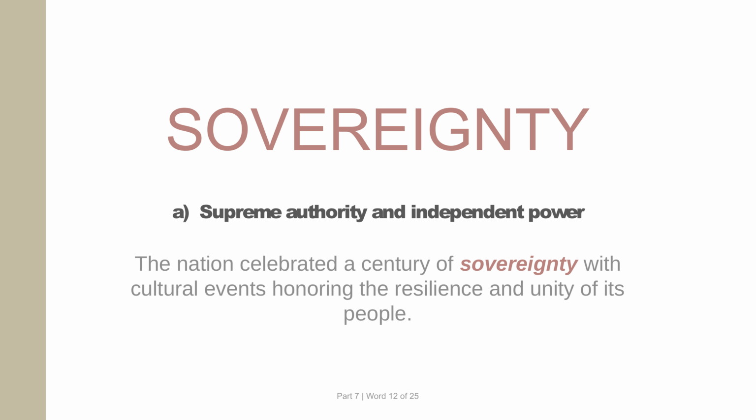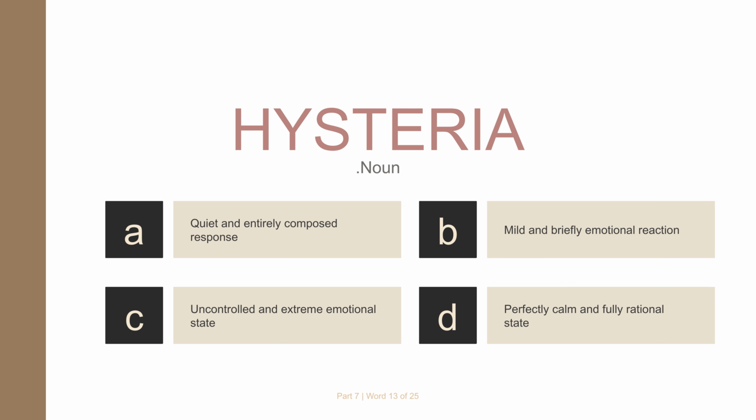Question 13. What is the meaning of hysteria? Option A. Quiet and entirely composed response. Option B. Mild and briefly emotional reaction. Option C. Uncontrolled and extreme emotional state. Option D.